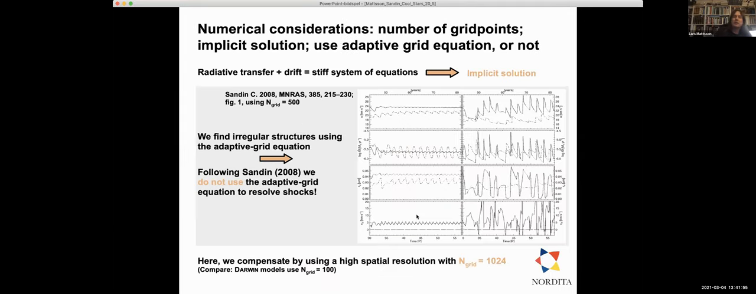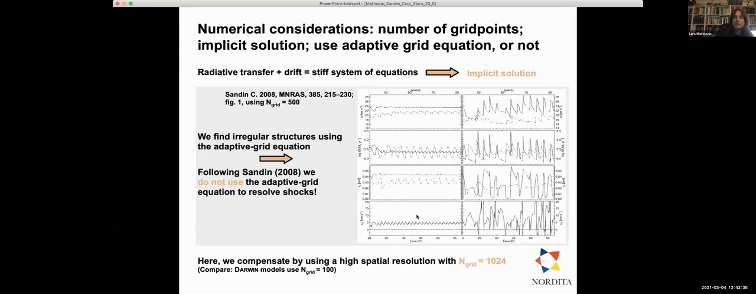There's another thing here: radiative transfer plus drift will give us a stiff system of equations that requires implicit solution. And then you have to ask the question whether you're supposed to use an adaptive grid or a fixed grid. We are arguing that you should use a higher resolution fixed grid because the adaptive grid will never know which shocks to resolve and how to deal with shocks forming in the dust phase and shocks forming in the gas phase when the dust and the gas decouple, as it will, when you have two different components with two different equations of motion.